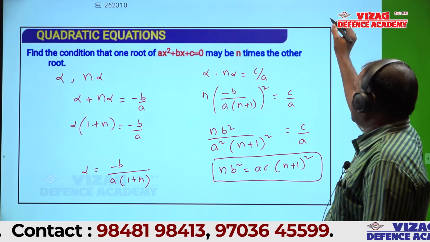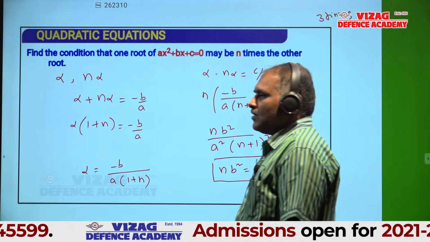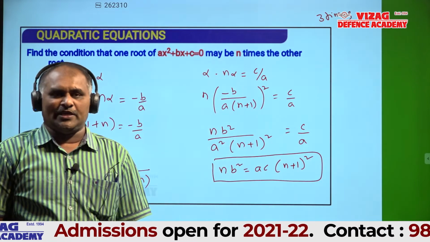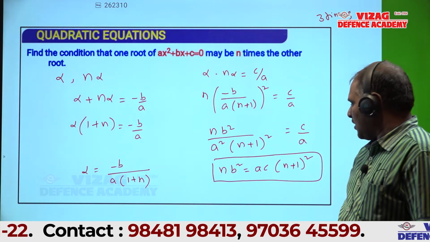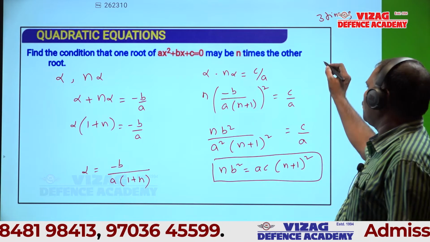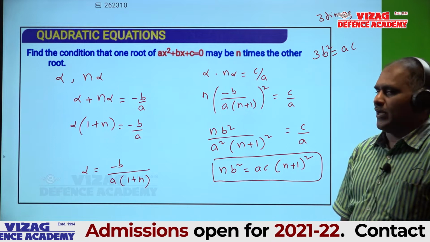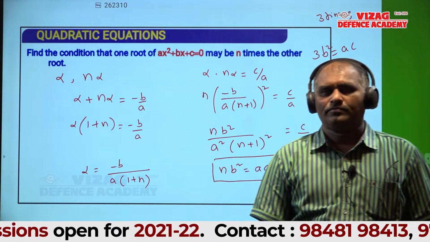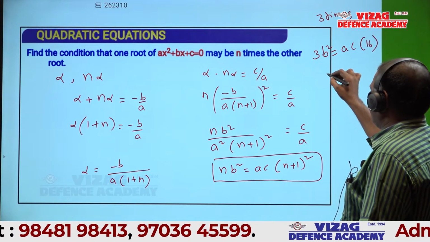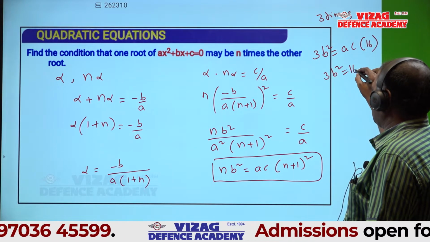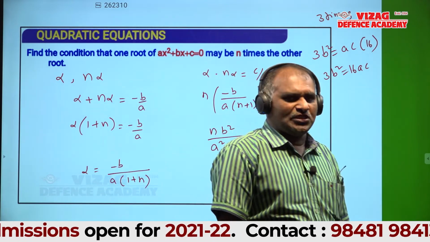Suppose one root is 3 times the other. What is the condition? Here 3 b square is equal to a c into (3 plus 1). What is the value of 3 plus 1? 4, and 4 square is equal to 16. Therefore, 3 b square is equal to 16 a c.